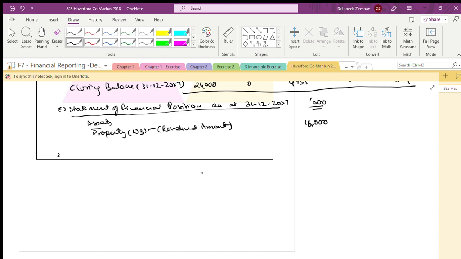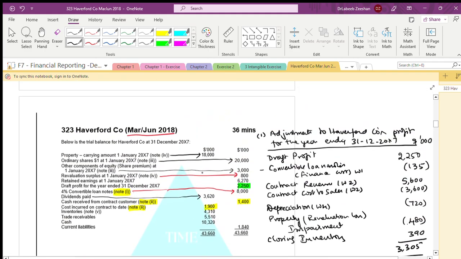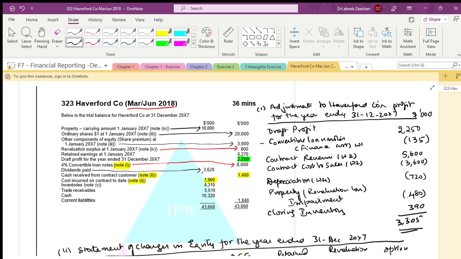Next, you have the current assets. In the current assets, how much is the inventory? The inventory they have given us is 4310.